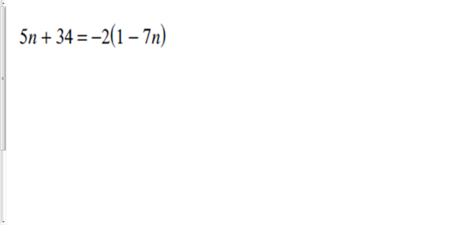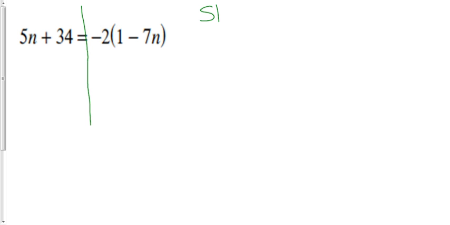So this is an example of a multi-step equation. It's a relatively easy one, but we're going to have the same steps no matter what the multi-step equation is. So we'll start by splitting this into two halves. It's always a good idea when solving an equation. So the first half of the equation is 5n plus 34. The second half, negative 2, parentheses 1 minus 7n.